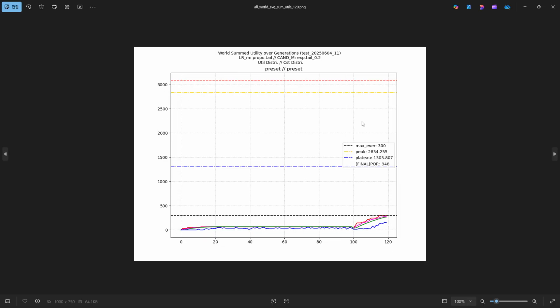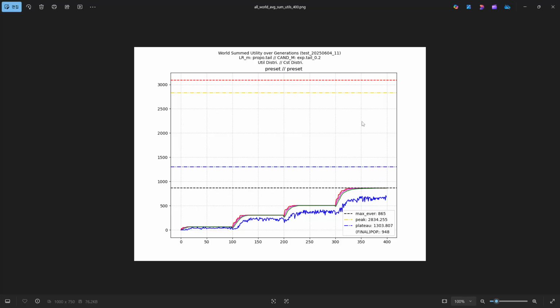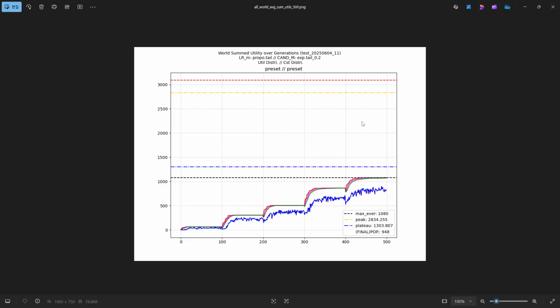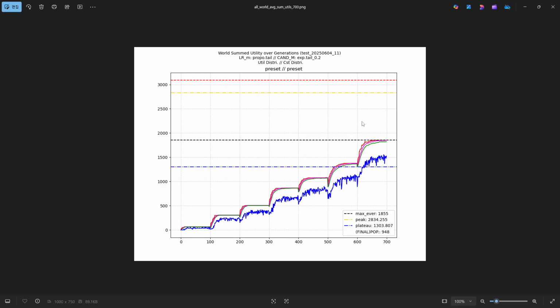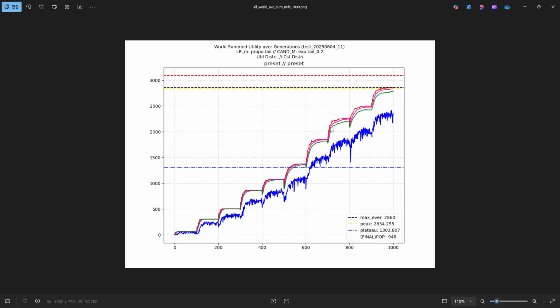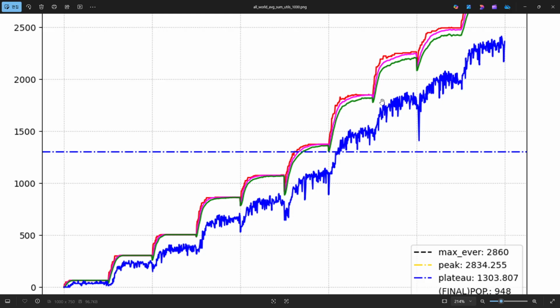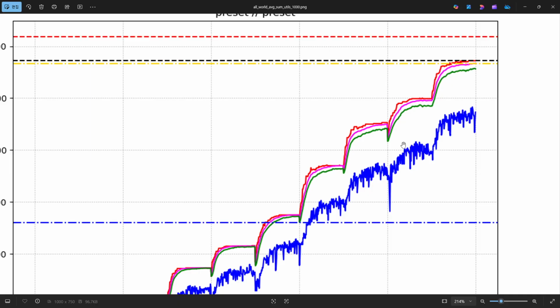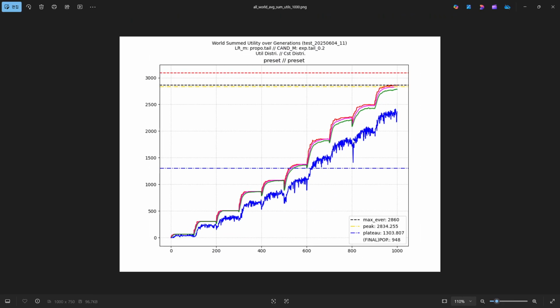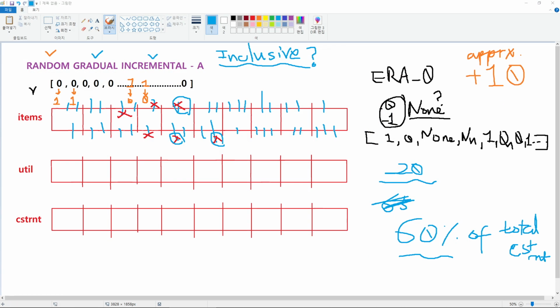First era, summed utility values: first era, second era, third era, fourth era, fifth. Is it fifth? Yeah. Sixth, seventh, eighth, ninth, 10th. Again, we do see sharp dips because of those genes being deactivated. But we have the maximum ever at 2860, which is the second highest I've ever seen. The true ceiling is 2865. So this also does seem to work. We just got a bit unlucky.